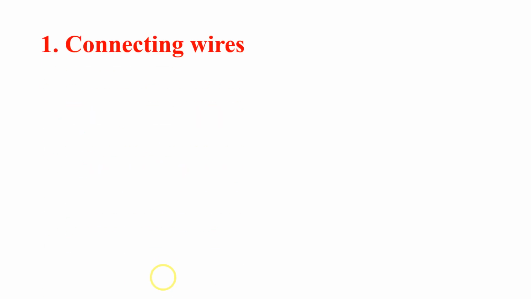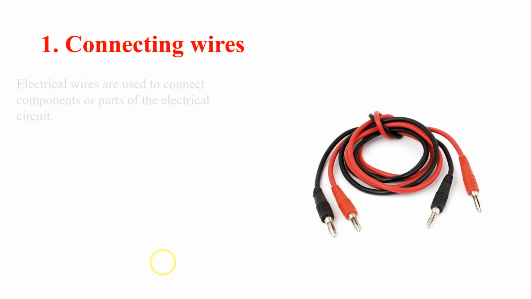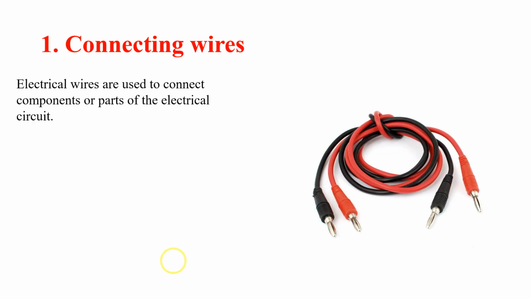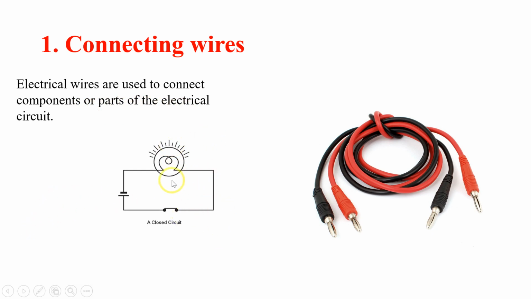Now, the connecting wire. The basic component of the circuit is the connecting wire, and usually we represent it through a straight line. What is the purpose of using connecting wires? Electrical wires are used to connect components or parts of the electrical circuit. Here you can see that the straight line represents the electrical wires in the circuit.